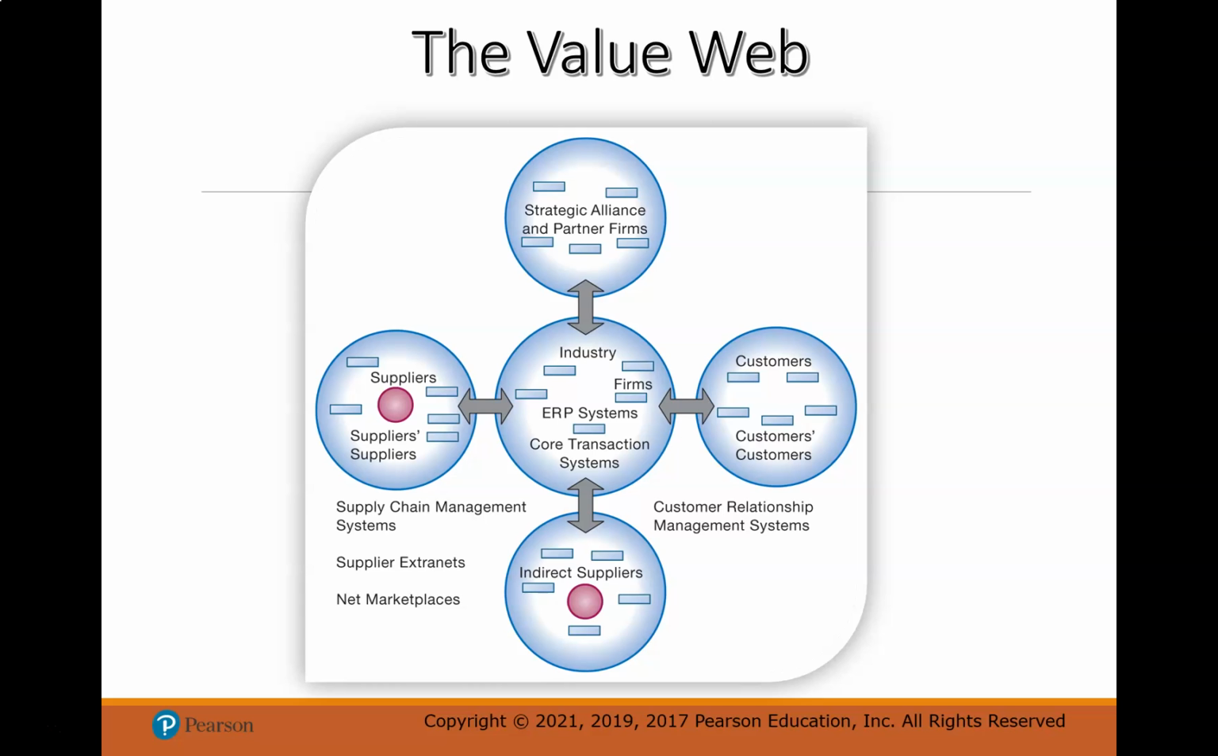Basically, the diagram itself illustrates the value web as a diverging radial with one circle in the center, and four circles around it from the top. The double-headed arrow connects each circle with the circle at the center, and the elements labeled in the center circle are industry firms, ERP systems, core transaction systems, and you can see what the other elements are as well and how they all interconnect to it. You can notice the double-headed arrow itself.